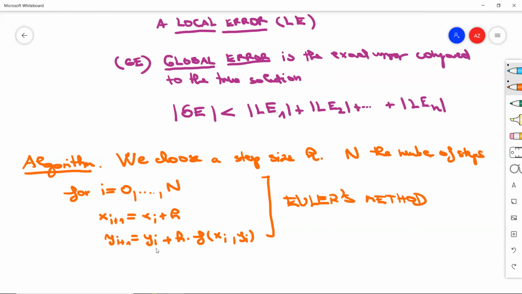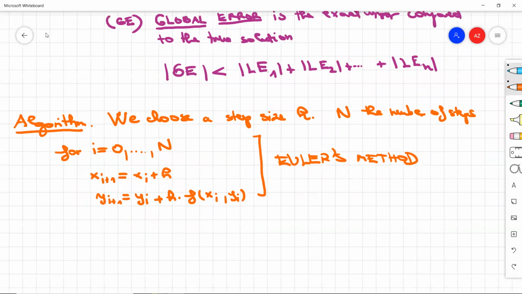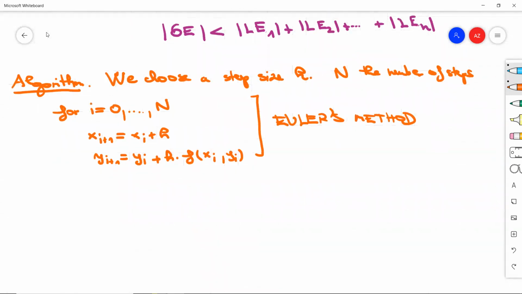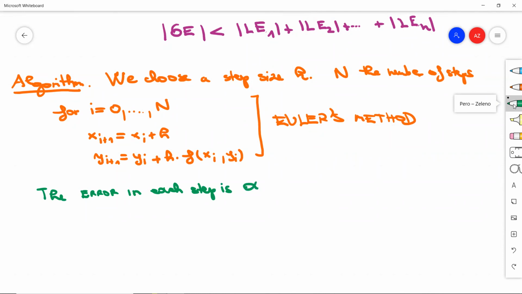Now I will show you that the error is quadratic in the step size. So the error in each step is quadratic. So it's proportional to step size squared. Why?